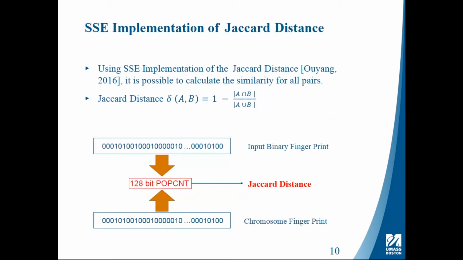The next step is to calculate the Jaccard distance between the input fingerprint and the reference fingerprint. You can see in this picture that we are using the population count instruction, which is implemented using SSE instructions, to find the Jaccard distance.